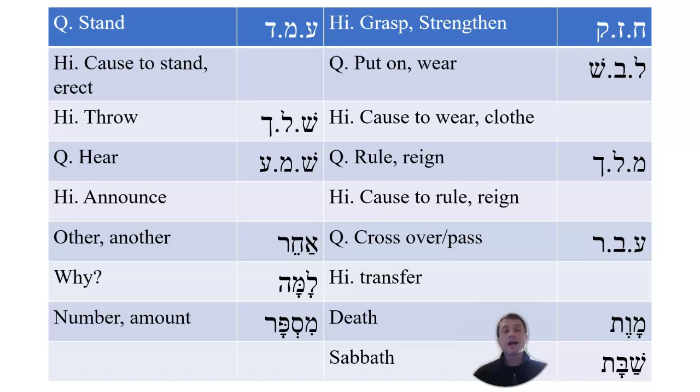There's the verb shalach. In the hifil stem it means to throw. The verb shama, as you know, means to hear in the kal stem or the pa'al stem. In the hifil stem, it means to announce, right? To cause someone to hear. Then we have the word acher, which is another or other. And then the interrogative pronoun lama means why. And then the bottom left, the word mispar means number or amount.